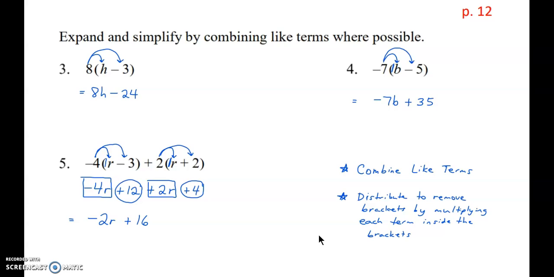In this lesson, we learned how to combine like terms. We also learned how to distribute to remove brackets. We do this by multiplying each term inside the brackets. So you can begin exercise 5.2. And remember that when you are looking for like terms, they need to have the same variable with the same exponents.